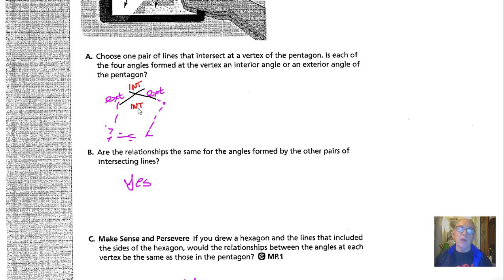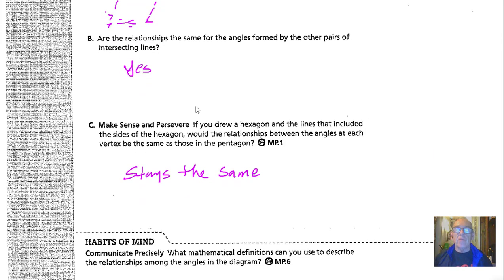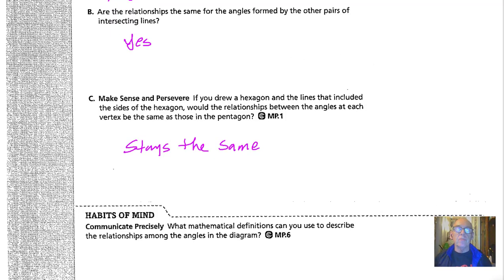This is a vertical angle with the interior angle, so it's the same measure. And both of these exterior angles are the same measure. And then together, the interior and exterior pairs are all linear pairs, which means they are all supplementary and add to 180 degrees. Part B, are the relationships the same for the angles formed by the other pairs of intersecting lines? Yes, at each one of these vertices, the same relationship exists. You've got basically a pair of interior angles and a pair of exterior angles in terms of their measures.